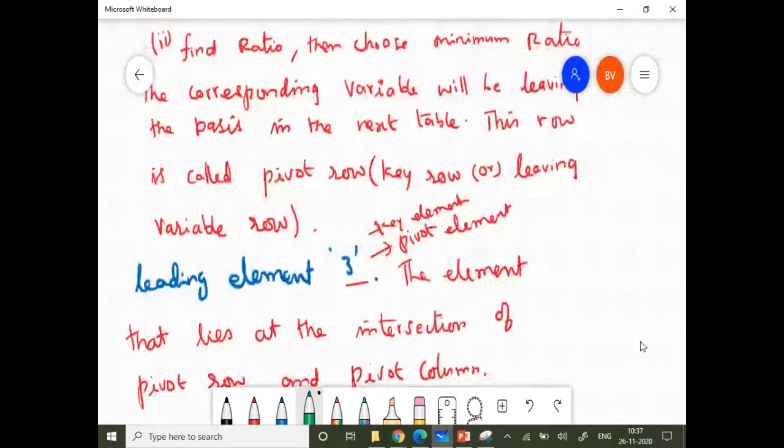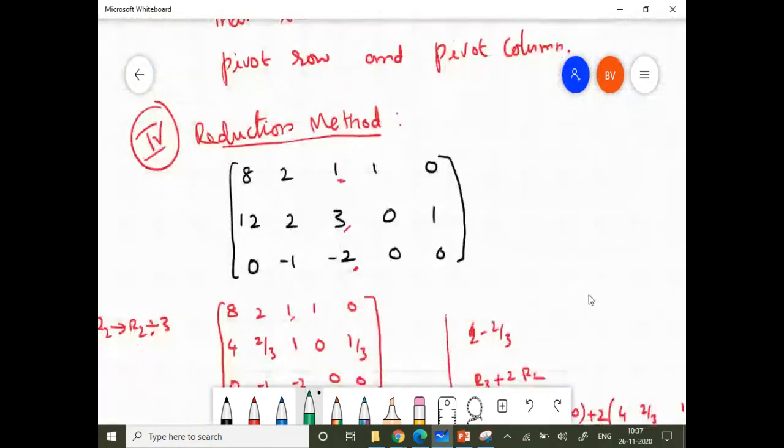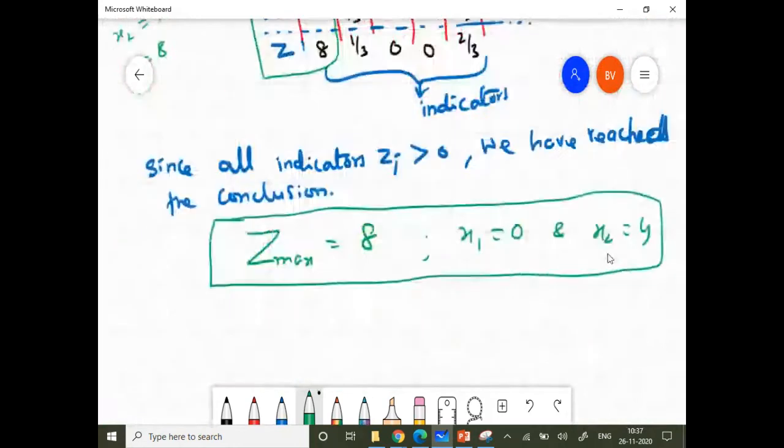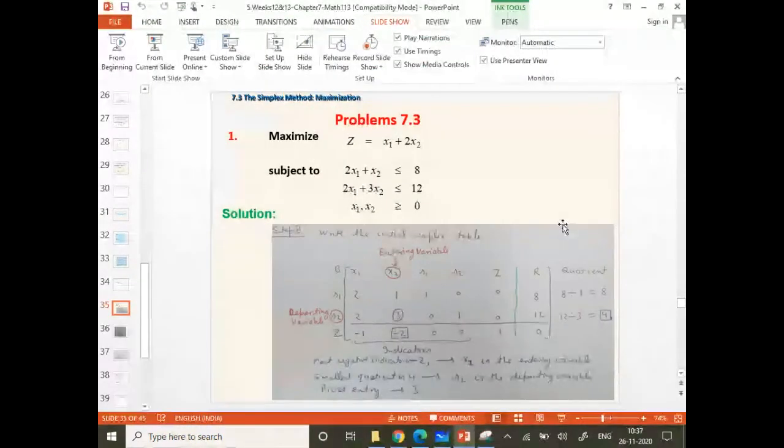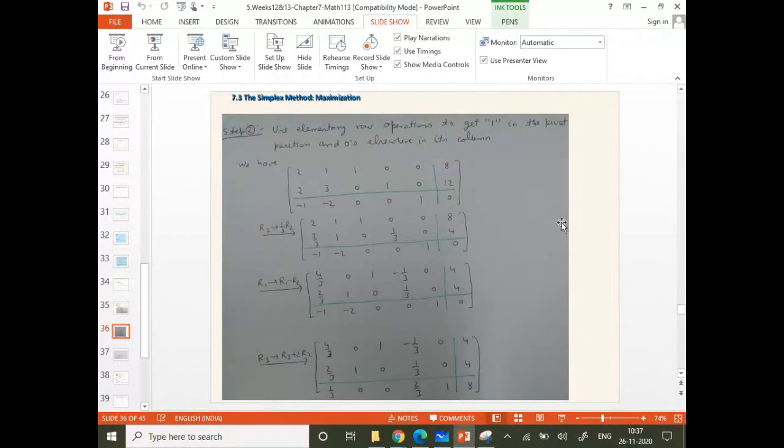I think you are understanding it. If not, one more problem will make you clear. Let's go to the syllabus problems and check what is the next one.